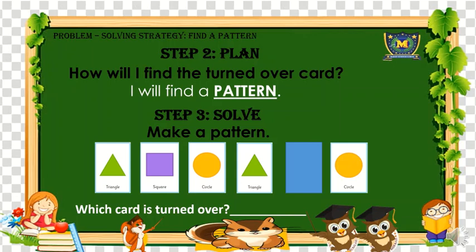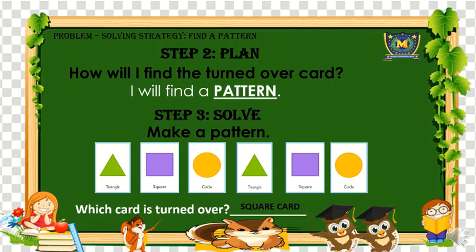So by making a pattern out of a shape, it is very easy to see which card is turned over. So the first card we have is the card of a triangle, next to the square, and followed by circle. And again, these cards are our pattern unit. Then it goes back to the card of a triangle. Now what's next to the card of triangle? It's a card of square. So the turned over card is the card of square. So we already solved the problem, right?